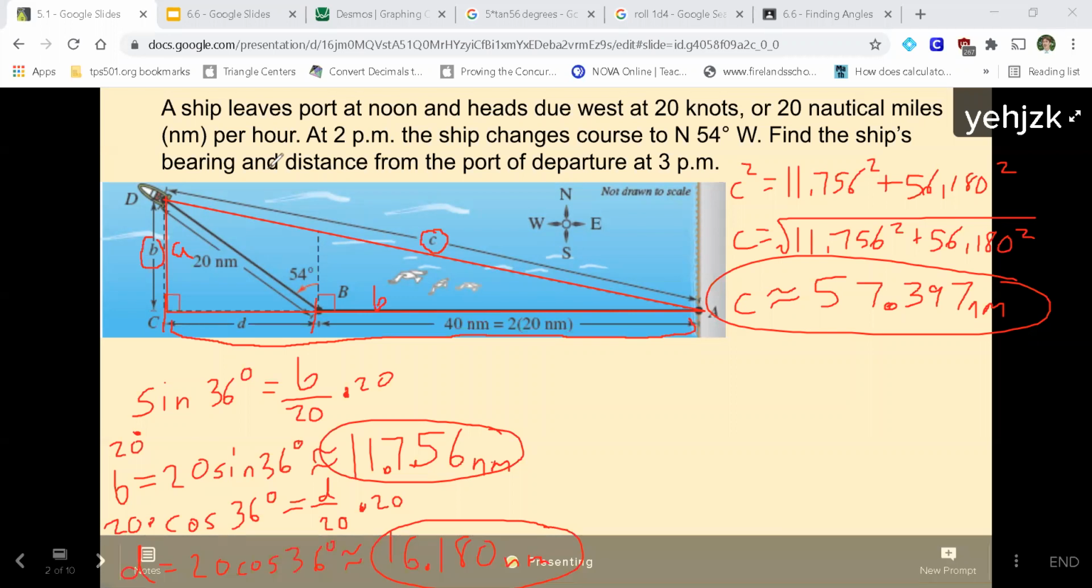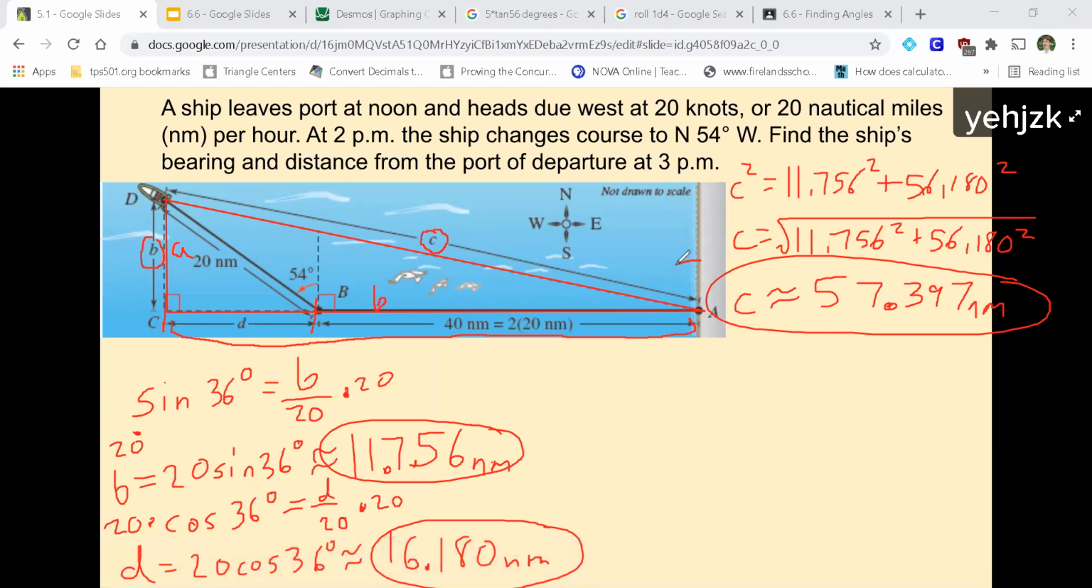Okay, so that's C. To find our bearing, we need to find angle A. And to find angle A, again, we're going to label our triangle opposite, adjacent, and hypotenuse. And to be honest, it really doesn't matter which trig function you use since you know all three sides. You can use sine, cosine, or tangent. I'm going to go ahead and use tangent.